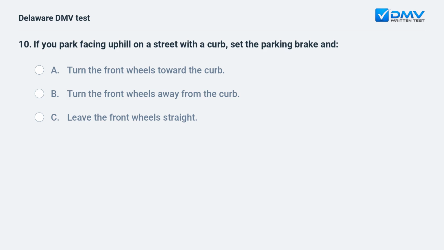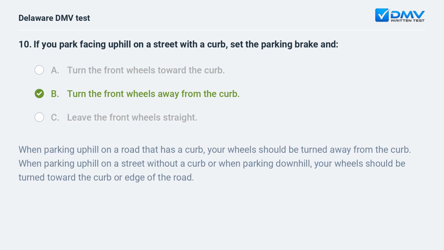If you park facing uphill on a street with a curb, set the parking brake and A. Turn the front wheels toward the curb. B. Turn the front wheels away from the curb. C. Leave the front wheels straight. B. Turn the front wheels away from the curb. When parking uphill on a road that has a curb, your wheels should be turned away from the curb. When parking uphill on a street without a curb or when parking downhill, your wheels should be turned toward the curb or edge of the road.